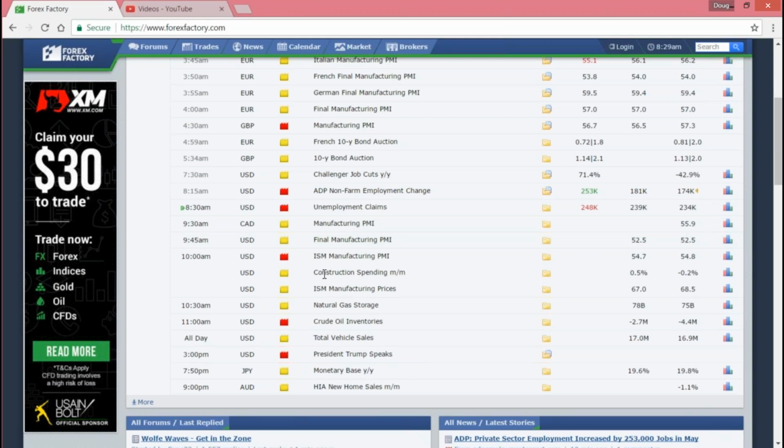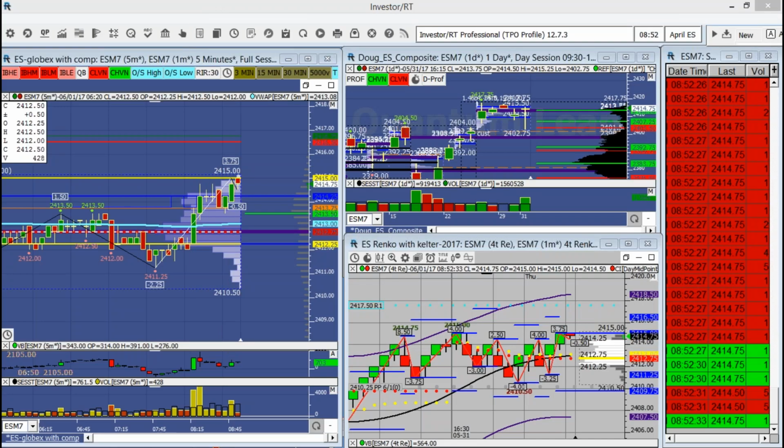In addition to that, you're going to have some positioning going on for the beginning of the month. So likely to see some volatility today and some large rotations.